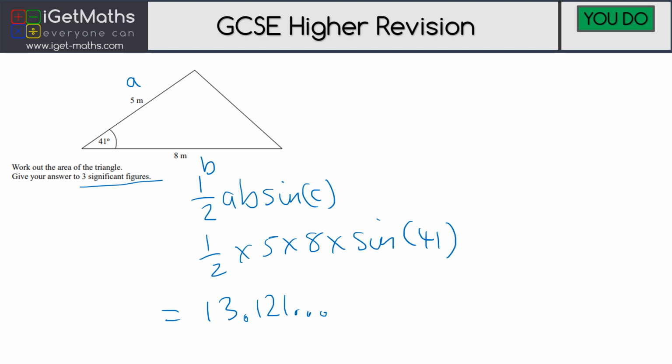However, we only need 3 significant figures, so this is your first significant figure, this is your second, this is your third, and the 2 does not round the 1 up, so your final answer is going to equal 13.1 centimeters squared, and that's your answer, and you're done.